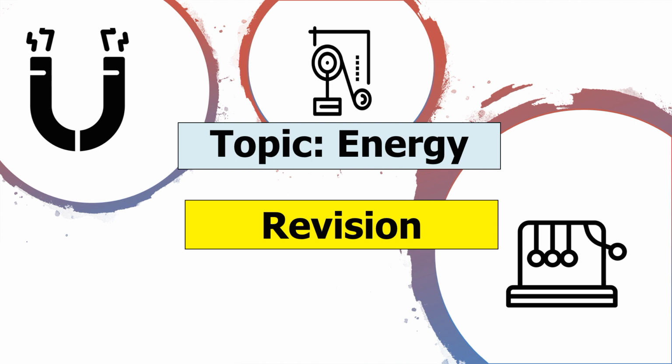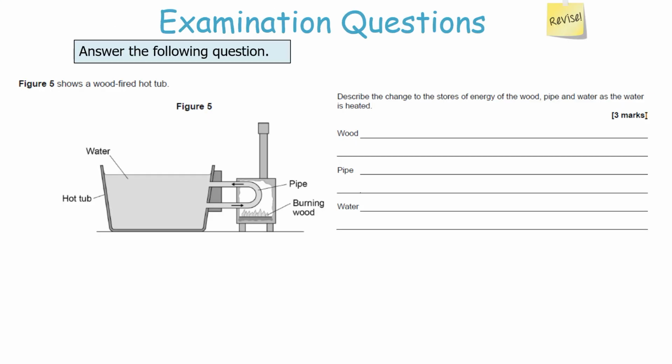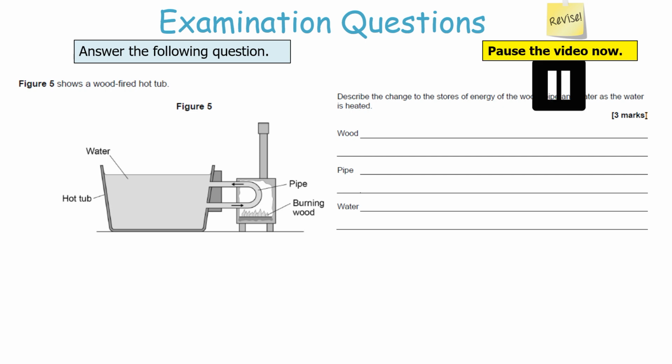So the first area we're going to look at is energy. In this question, figure 5 shows a wood-fired hot tub. Describe the change to the stores of energy of wood, pipe and water as the water is heated. Pause the video now, then unpause the video when you want to go through your answer.